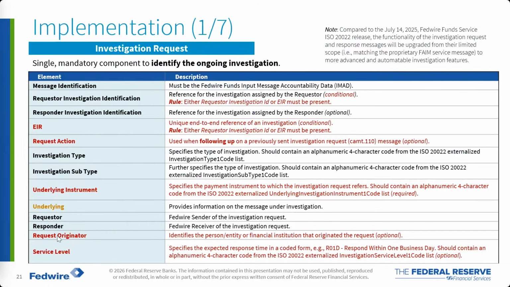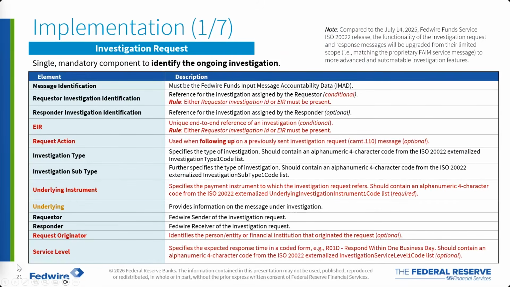Service level is also new, and this is where on an optional basis you can specify the expected response times. Now, this is a request to respond within a certain number of days. A series of codes have been identified that you will find in our full-blown implementation guide or our message usage guidelines on MyStandards. But for example, you can request a response within the business day, within 3 business days, within 5 business days. There's a series of codes that have been defined. You see one there on screen. R01D is where you would like to get a response within 1 business day. This is an optional element that you may or may not use.